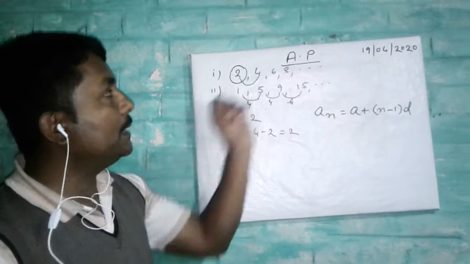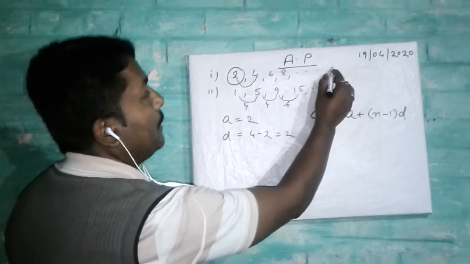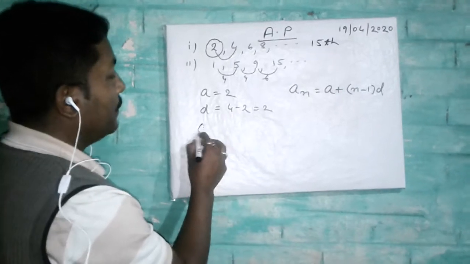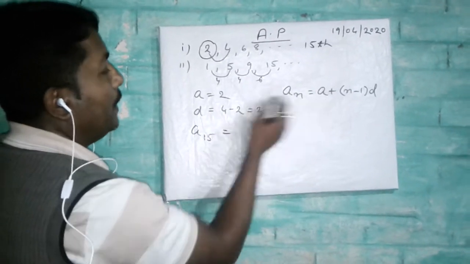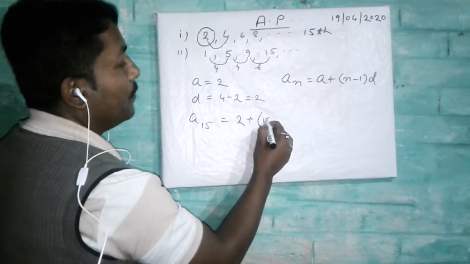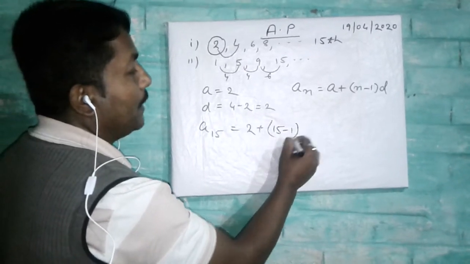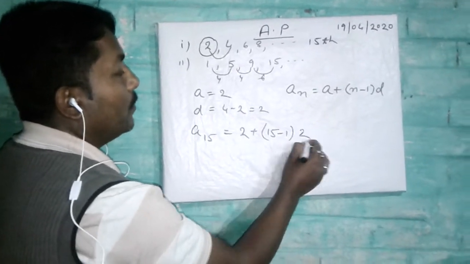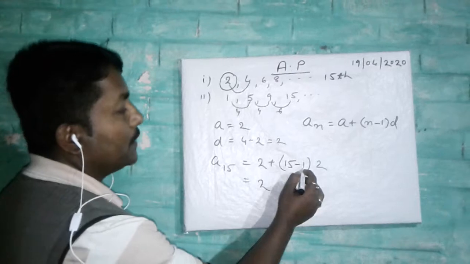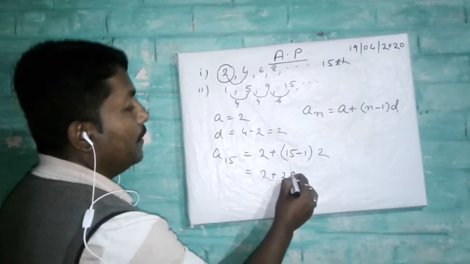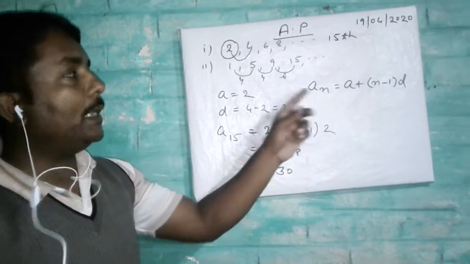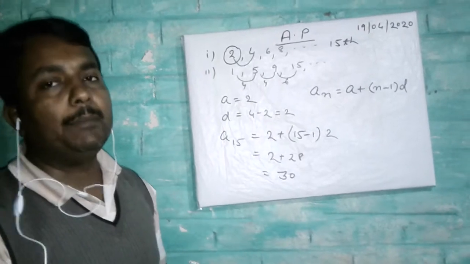A plus (n minus 1) into D. So suppose in this question it is given to find the 15th term, just use this formula. In place of n we put 15, and in place of A we put 2. So 2 plus (15 minus 1) into D, where the D value is 2. If we solve, we get the 15th term: 15 minus 1 is 14, 14 into 2 is 28, 28 plus 2 is 30. So this is the way, by using this formula, we can find any particular term of a given AP.